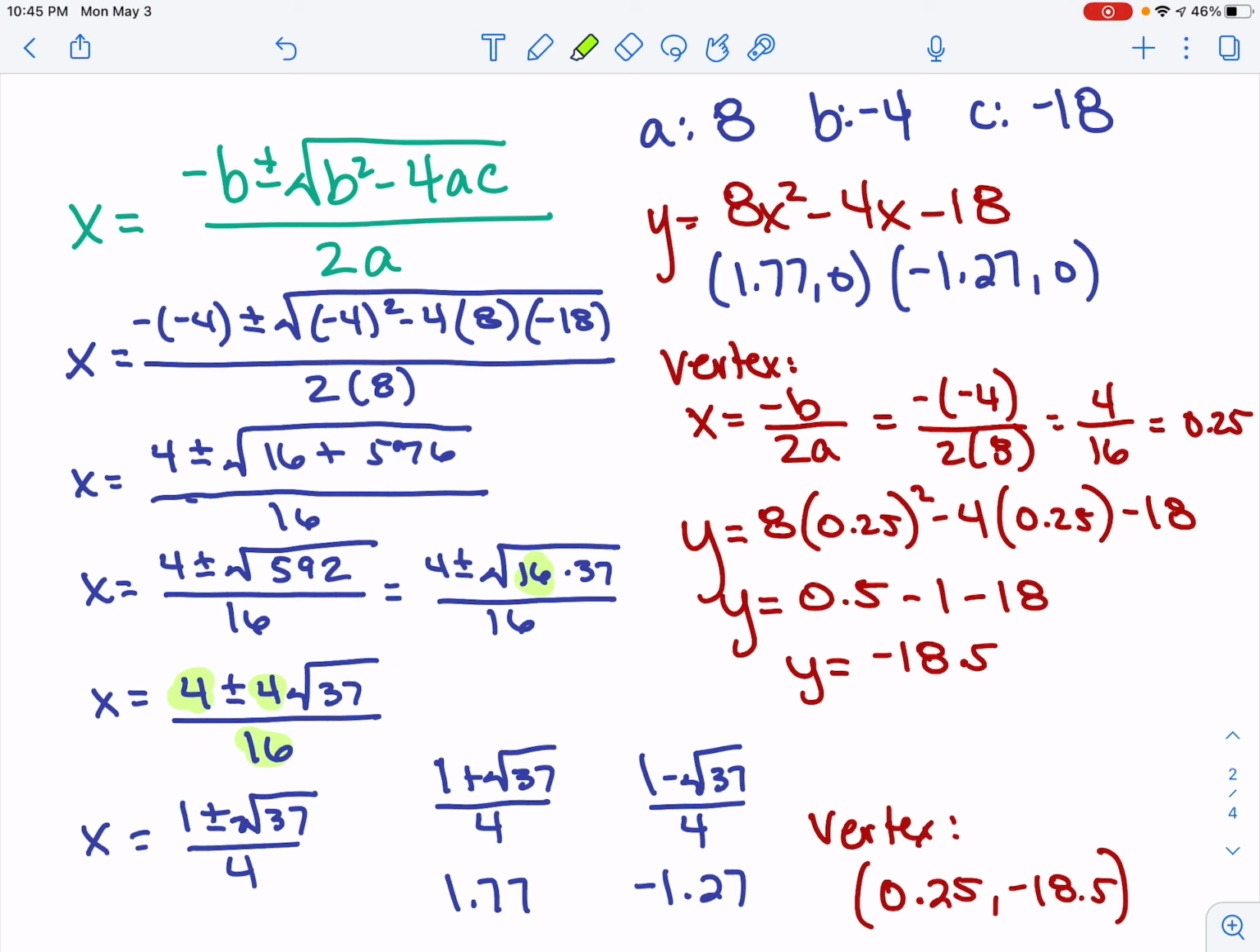So again, I used the quadratic formula to find my roots or my zeros or my solutions, and I wrote them as x-intercepts. Then I used the formula to find the x value of the vertex and plugged it back in to get the y value to get my vertex, and now I would be ready to graph.